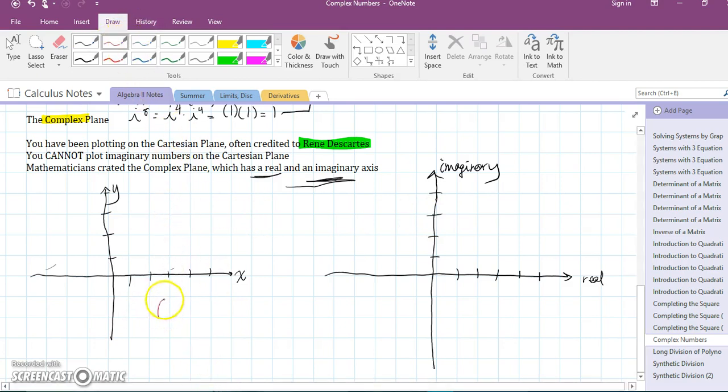So if you are plotting (2, 4) back in the day, you would just say, all right, (2, 4), easy peasy. What if I had 2 plus 4i, which is the equivalent of (2, 4)? So you would go, this is your real part, this is your imaginary part, and I would go 2 on my real, is that 4? Yeah, 4 on my imaginary, and you're good to go.